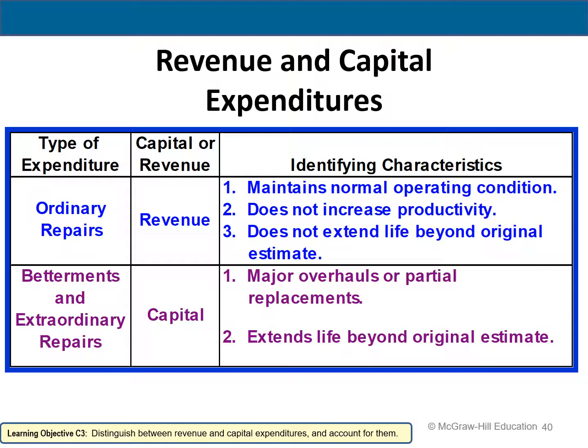Okay. And then if it's a betterment and/or an extraordinary repair, like a major overhaul or partial replacement, and it extends the life beyond the original estimate, that's when it's considered a capital expense and it's depreciated. Okay?